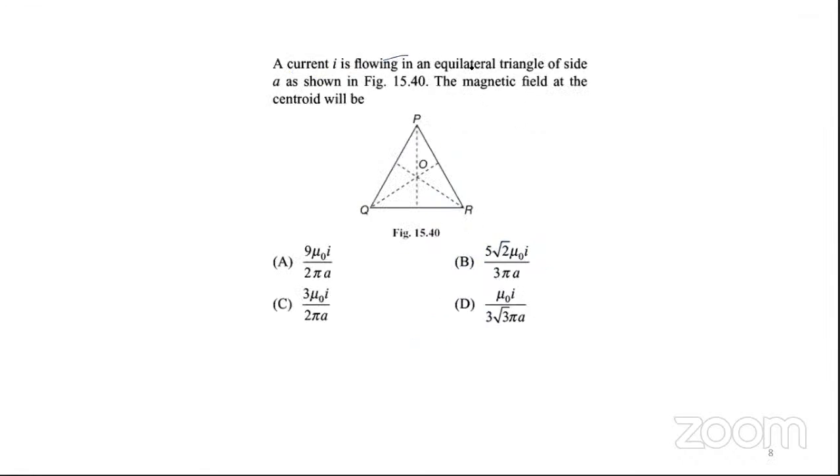A current I is flowing in an equilateral triangle of side A. The magnetic field at the centroid will be.